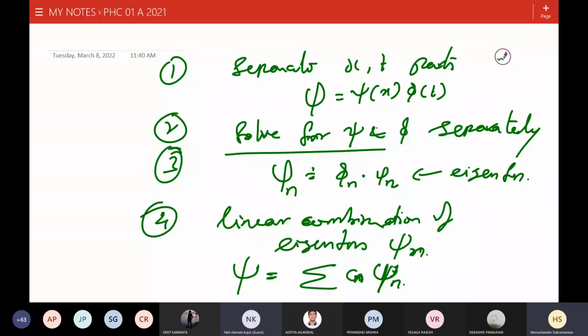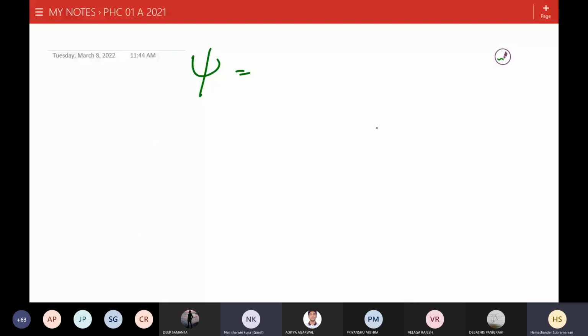Each of these solutions satisfies your Hamiltonian equation, your equation H psi equals E psi, right? Each of the psi n satisfies this. Now let's apply that for the complete solution. Psi is the sum of Cn psi n. This is the complete solution, the full solution. This is not an eigenfunction. These are eigenfunctions.